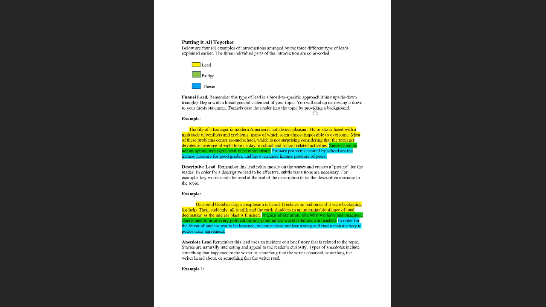On the rest of this handout, it gives you examples of introductions with the different leads. It gives you an example of a funnel lead, the bridge, and the thesis. The lead is highlighted in yellow, the bridge is in green, and the thesis is in blue. It gives you an example for all of the different types: the funnel lead, the descriptive lead, and the anecdote lead. When you're reading over this document, read those very carefully because they'll show you different examples of how to do that.